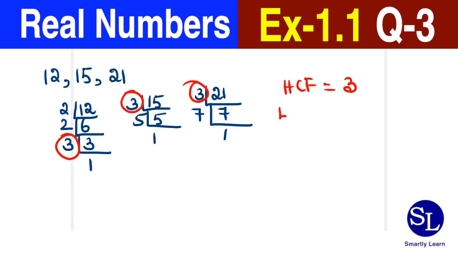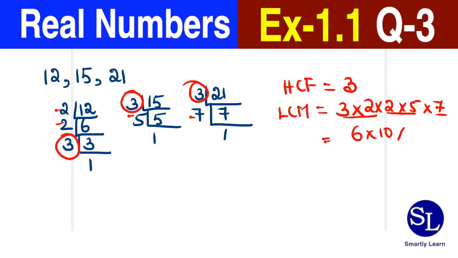Now you need to calculate the LCM. So I have taken down the HCF. So I'm marking that. I'm going to write all the other numbers that are left over here. So 2 into 2 into 5 into 7. So I need to find the product of these. So 2 2s are 4... 3 2s are 6, 5 2s are 10 and this is 7. So essentially 6 into 10 into 7, which is 420. So the LCM of these three numbers is 420 and the HCF is 3.